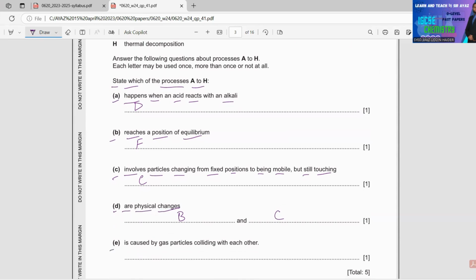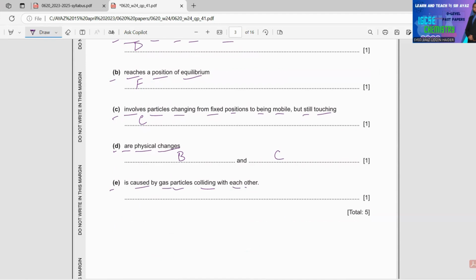Last one, E, is caused by gas particles colliding with each other. Now they are saying it's caused by gas particles colliding with each other. It's diffusion, which involves the movement of particles from higher concentration to lower concentration. So the answer must be B here.